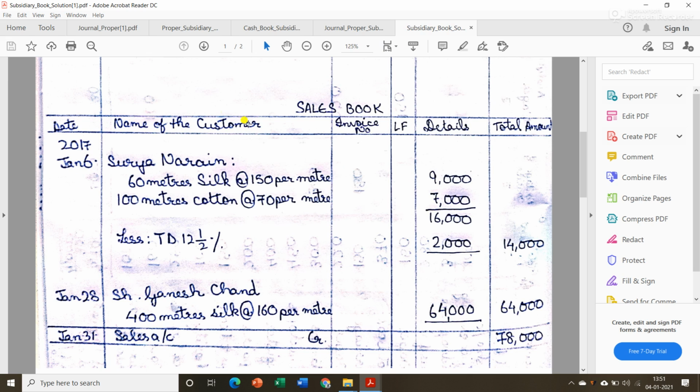So this is our sales book. Since we don't have GST in this question, we are not going to add CGST, SGST and IGST column. So we can directly prepare sales book like this.